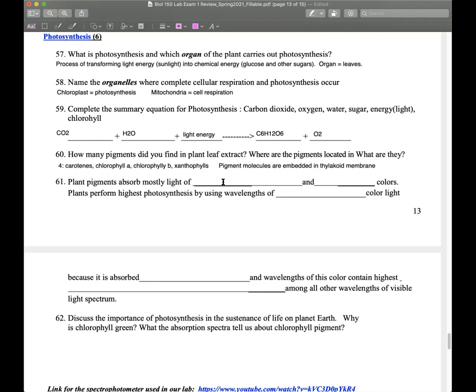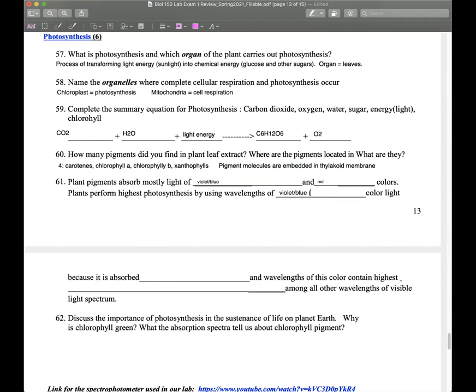So the pigments in most plants absorb what colors? What were the colors that were most readily absorbed? Blue and red. Yeah, so kind of a violet blue color, and red. Those 2 ends of the spectrum. Plants perform highest photosynthesis by using wavelengths of, so between the violet blue and the red, which one did it prefer? Violet. Yeah.